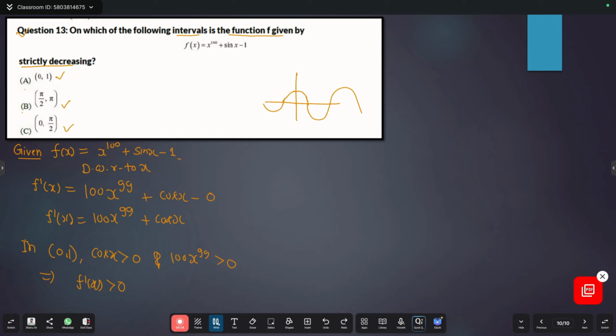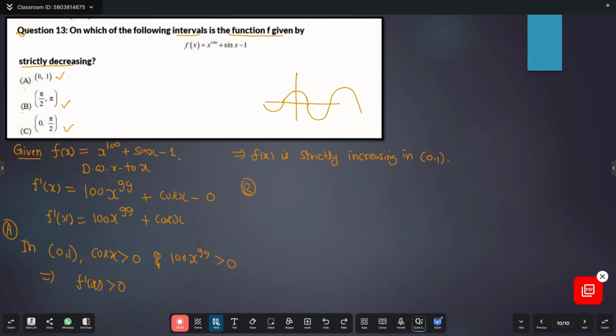F dash x greater than 0 means in the interval 0 to 1 this function is strictly increasing, but we are looking for decreasing. So the first is not what we are looking for. It implies f(x) is strictly increasing in 0 to 1. Okay, now we'll check for option B.